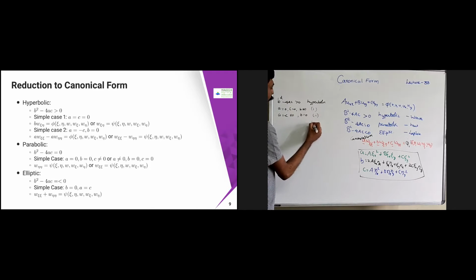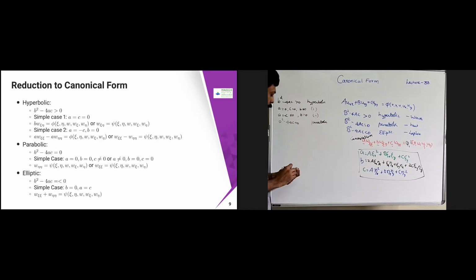Now same case, parabolic. In the parabolic case, I need p square minus 4ac to be 0. So definitely I require that. Either p square can be equal to 4ac, that is going to come, but that case we are not going to deal with. We are going to deal with the simple case only, 4ac equal to 0.